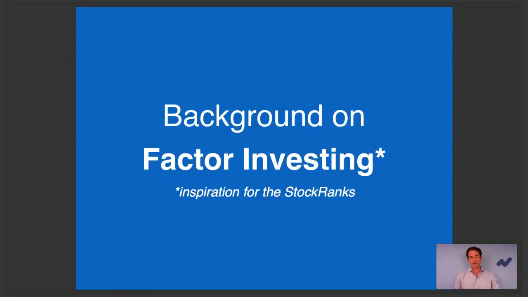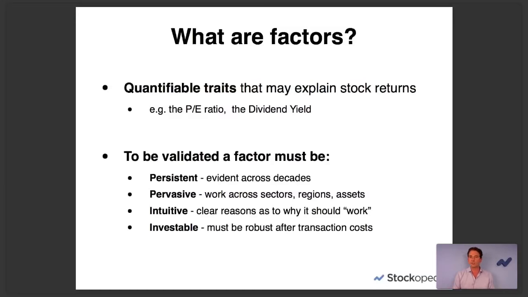Having dived into masses of academic research and literature on the subject, we designed the stock ranks. But it's really based on this idea of factor investing. Factors are essentially quantifiable traits that may explain stock returns. You can create a factor from a simple financial ratio like the PE ratio or the dividend yield, but anything you can quantify can be analyzed as a factor.